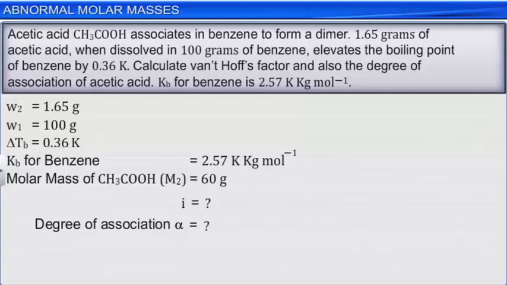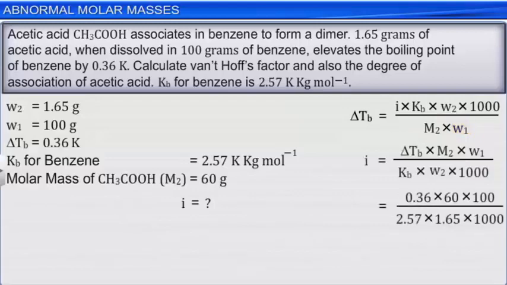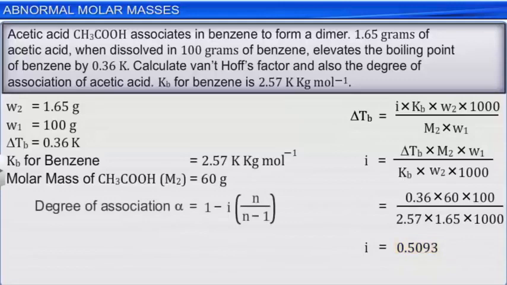Substitute these values in the modified equation for elevation in boiling point. Elevation of boiling point delta Tb is equal to i multiplied by Kb multiplied by W2 multiplied by 1000 divided by M2 multiplied by W1. On solving for i, we get Van 't Hoff's factor i is equal to 0.5093. Substituting for i in the equation, degree of association alpha is equal to (1 minus i) multiplied by n divided by (n minus 1). Now, n for acetic acid is 2 as it exists as a dimer. On solving, we get degree of association alpha is equal to 0.98.